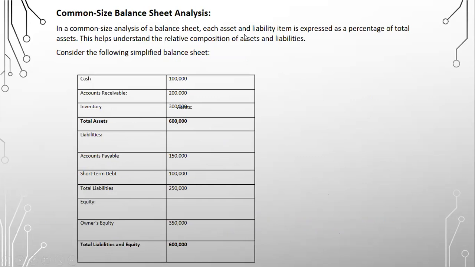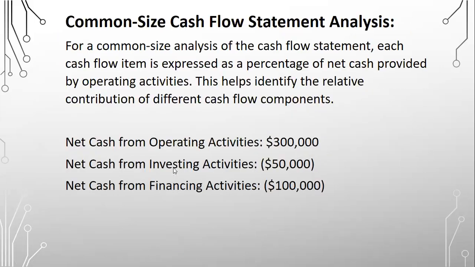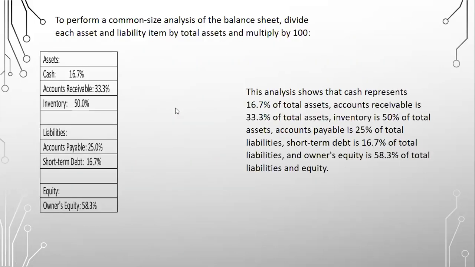So we check the balance sheet. So common size balance sheet, or statement of financial position. Each item is expressed as a percentage of total assets. It helps us to understand the composition of assets and liabilities. So we consider cash over total assets. So everything is over total assets. So to perform a common size analysis on the balance sheet, divide each asset and liability item by total assets and multiply by 100. So everything has total assets. You can see it's a very easy concept.